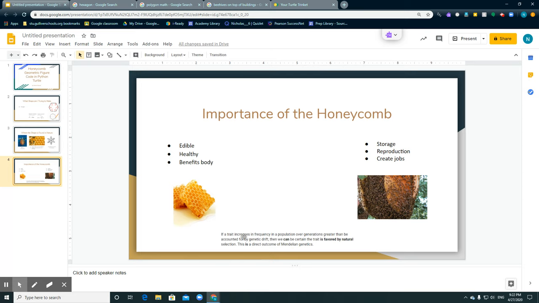Now, is the honeycomb or the hexagon favored by nature? Here it says, if a trait increases in frequency in a population over generations greater than can be accounted for by genetic drift, then we can be certain that the trait is favored by natural selection. This is a direct outcome of Mendelian genetics. So it's saying that if it grows in populations over generations, then it is favored by natural selection. And in this case, it is, because honeycombs and beehives have grown over generations in population because they not only help people with jobs, but they also help their health, etc.